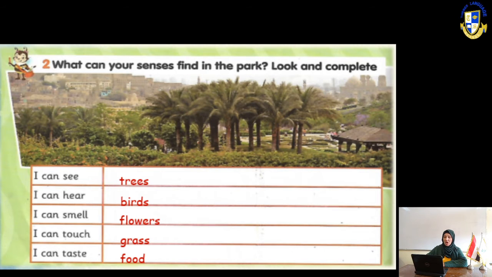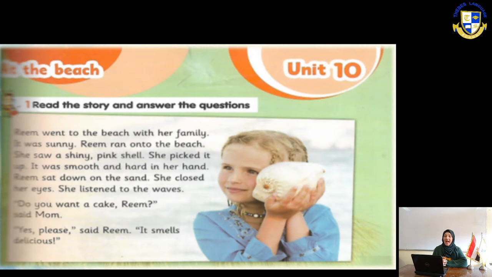The next slide. At the beach. Number 1, read the story and answer the questions. Here we have the girl. Her name is Reem, and she is talking about her trip to the beach with her family. Reem went to the beach with her family.